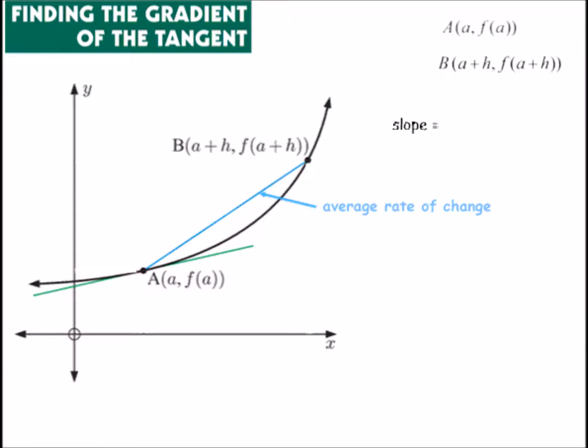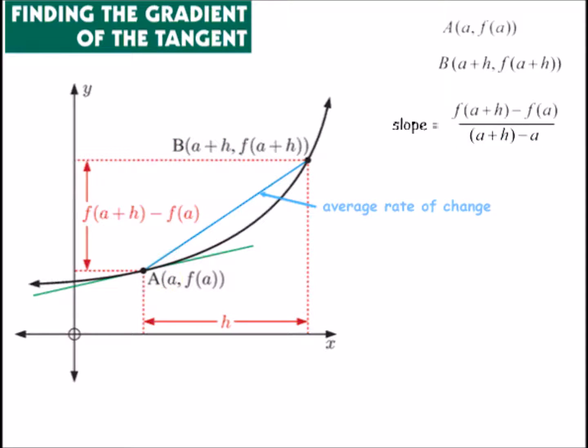So now if we were to work out the slope of that line segment between A and B, then we know that we need to first of all work out the difference in the x values. So the x value at point B is A plus h, the x value at point A is A, and therefore we subtract the two for our denominator.